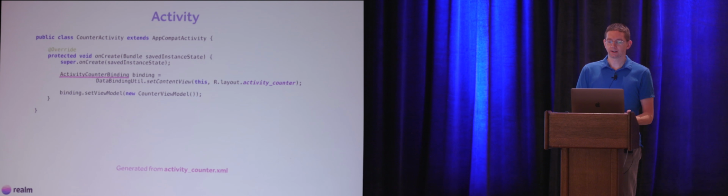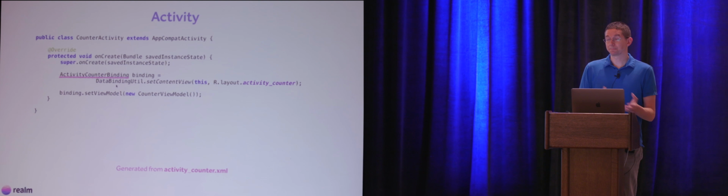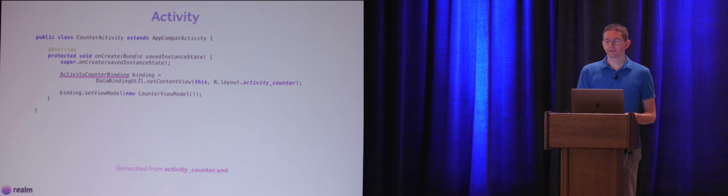The last piece to tie all this together is that when I inflate the view in onCreate, I also create what in this case is called an ActivityCounterBinding. It's basically a binding class that you get when you use this static function called DataBindingUtil.setContentView. So it's a little bit different than our normal setContentView. What this does is it creates this binding class that was generated from your layout file.